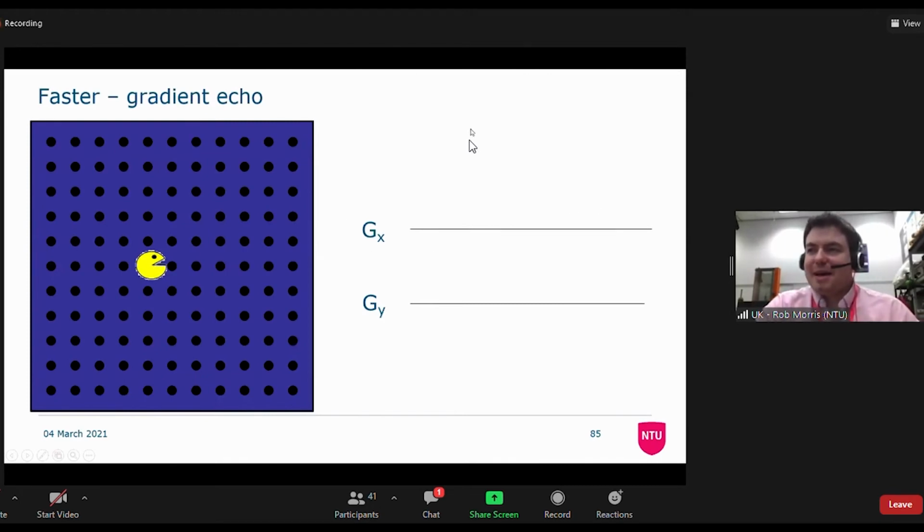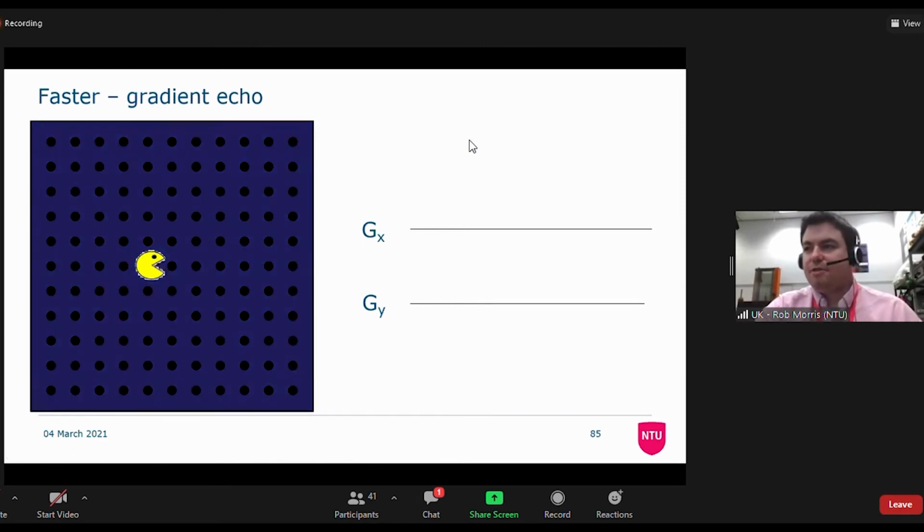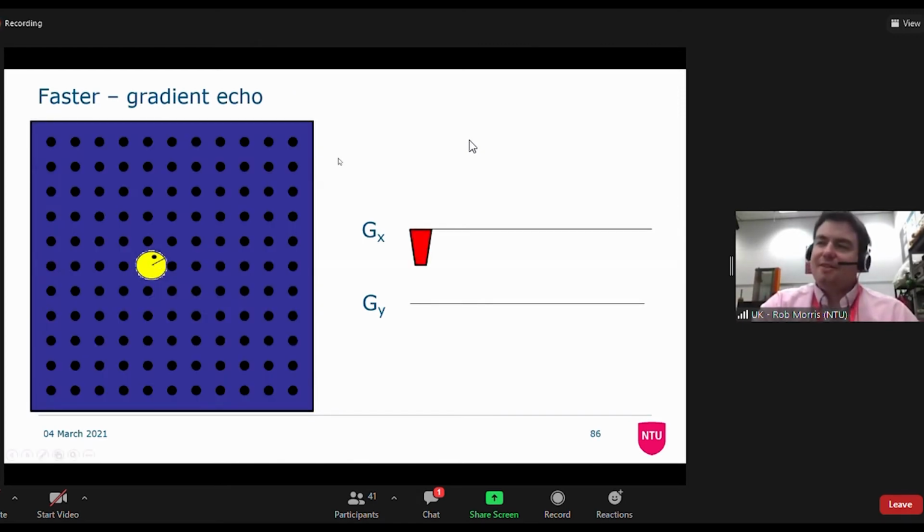So here comes Pac-Man again, and this time we're going to do a gradient echo. The idea of a gradient echo is that instead of collecting a single point at a time, which takes forever, we're going to try and collect a whole line. To do that, we're going to move very quickly to the left-hand side of our picture. So we're on the far left of K-space, and we did that with a strong negative X gradient. Once we've done that and found ourselves over here, we can now have a very small gradient, but that's on for a very long time.